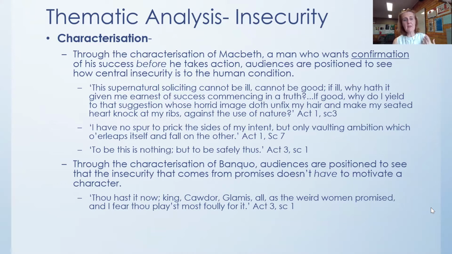So he says, "This supernatural soliciting cannot be ill, cannot be good. If ill, why hath it given me earnest of success commencing in a truth?" So it can't be all bad if I've been told the truth to start. "If good, why do I yield to that suggestion whose horrid image doth unfix my hair and make my seated heart knock at my ribs against the use of nature?" So if it's bad, why would you start off by telling me something good and true?